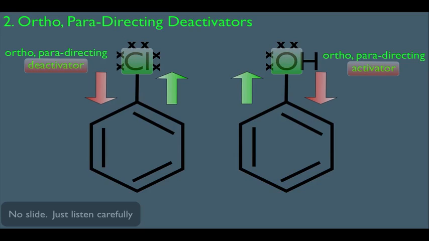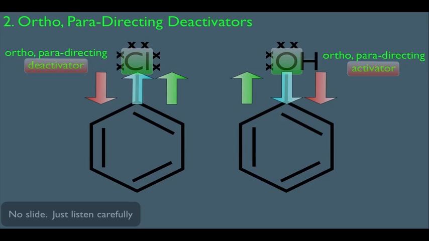But remember, we said that the Cl is overall electron withdrawing, whereas the OH is overall electron donating. And that was because, for the Cl, the inductive effect is greater than the resonance effect, whereas for the OH, it was the resonance effect that's greater than the inductive effect. And here's where some of you might have an issue.